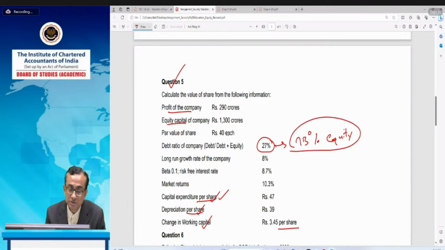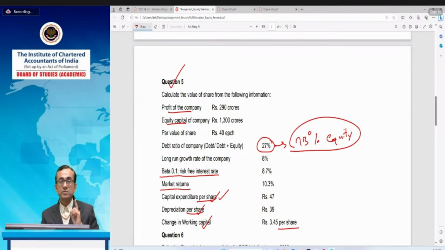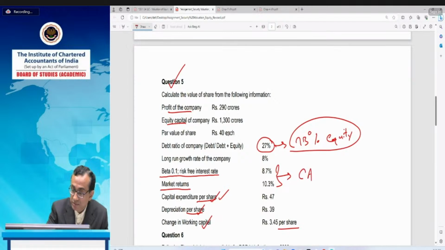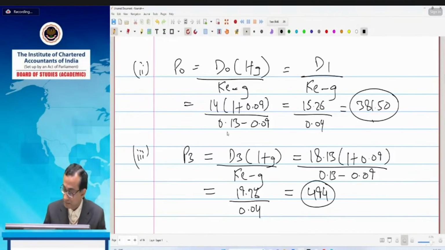And another thing which is to be carefully observed in this question is that here the beta is given, risk-free rate is given, and market return is given. It means the cost of equity capital has to be calculated on the basis of the CAPM model. If you observe this question, the discount rate is not given. You have to calculate the discount rate, but not by the Gordon's method, by the CAPM model. Because from the figures you can make out beta is given, risk-free rate of interest is given, and market return is given. Now solve this question. After solving this question, you will be able to understand this question better.